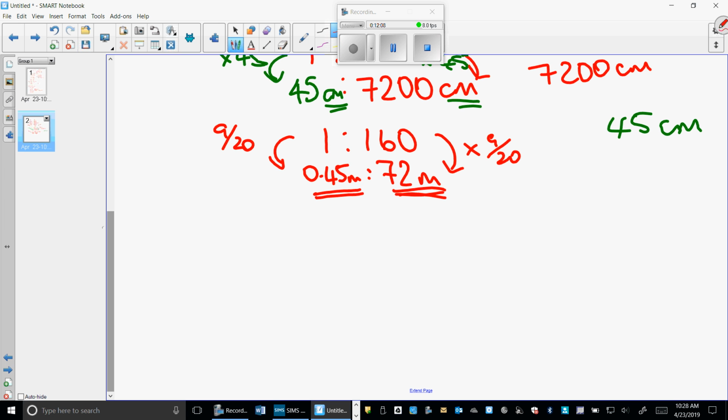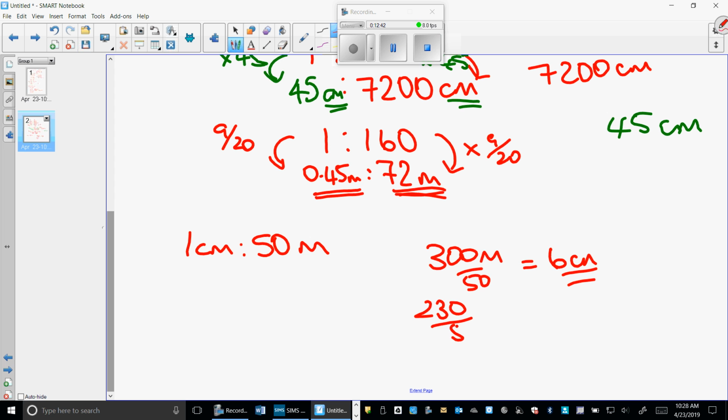So if 1 centimeter represents 50 meters, this 300 meter line, how do you find out how long that should be? You divide by 50. Good. We would divide by 50, and it should be 6 centimeters. So I'm hoping this line here would be 6 centimeters. If it's not, it's because it's shrunk. The BC line is 230, so again, we would divide that by 50 to find out how many centimeters that would be.